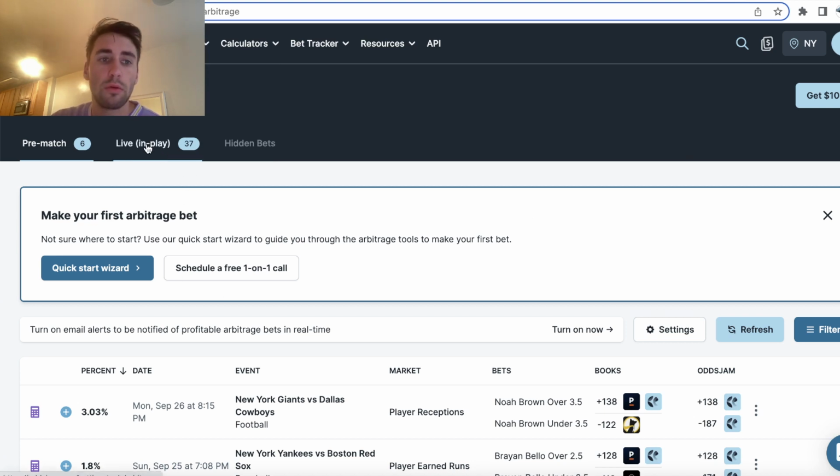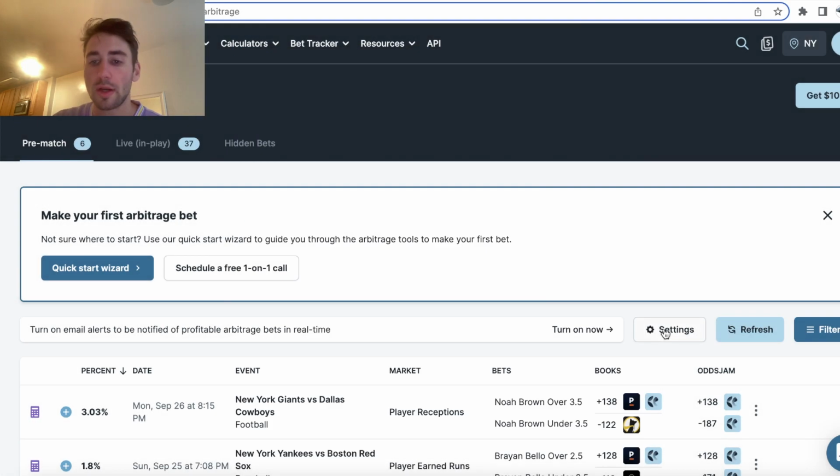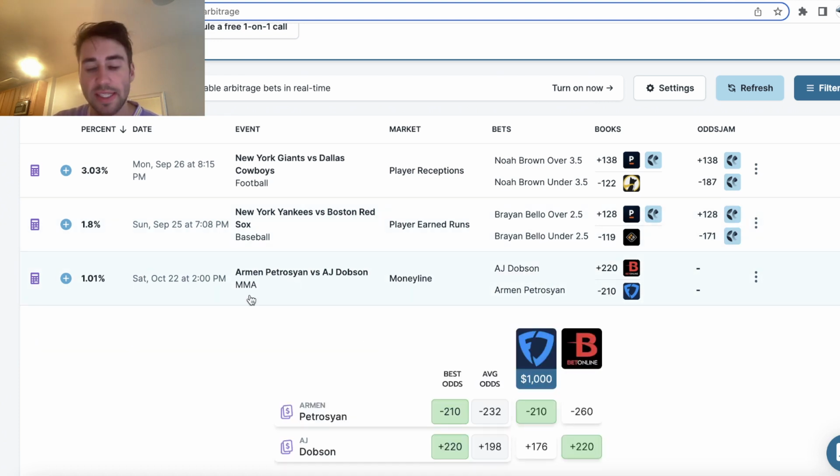So what is an arbitrage bet? Click this little help icon. You'll see a very handsome man explaining to you how arbitrage works. And essentially, arbitrage is when sportsbooks have such a big line discrepancy that you could make a risk-free profit betting the over on one book and the under on another book, right? Or on the money line on one fighter and on, like, here's a good example.